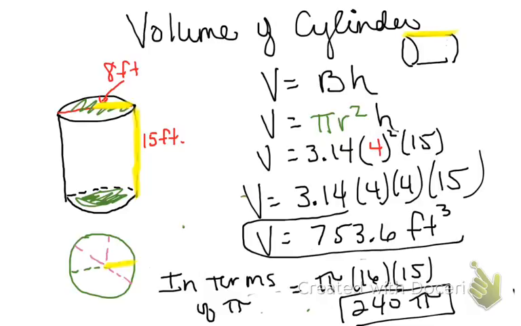The one that I'm circling or boxing now, the 753, that is with pi rounded off to 3.14. The other one is in terms of pi, where it says 240 pi. Now, one more thing, just to give you an FYI. They could give you the volume, and you would have to calculate the pi.